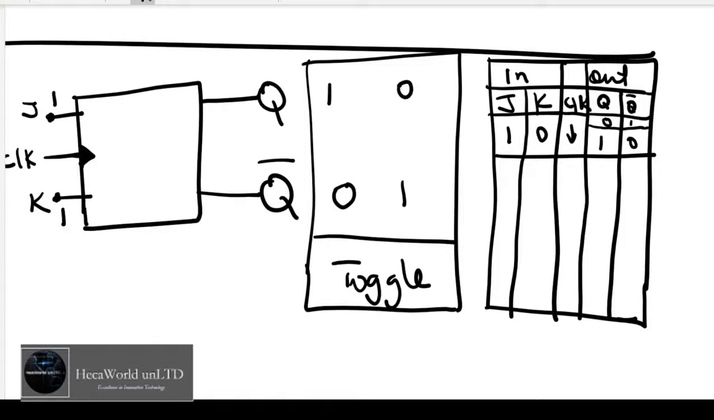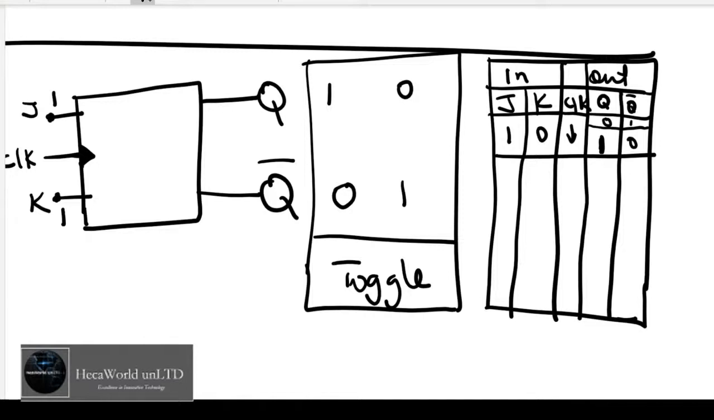So J is 1 and K is 0 and I send a clock, it will set my Q to 1 all the time. Now, what if a situation where I have both of them as 0?